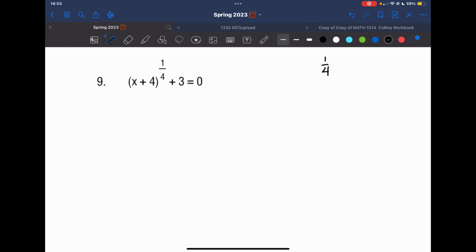The reciprocal of 1/4 is going to be 4/1. So you're going to multiply both sides by 4/1. But you're going to have to move the 3 over to the right-hand side before you do that. So it's only the base of x plus 4 that's raised to the 4th power. I'm sorry, to the 1/4 power. Again, to undo this, we're going to multiply each of these by 4/1.